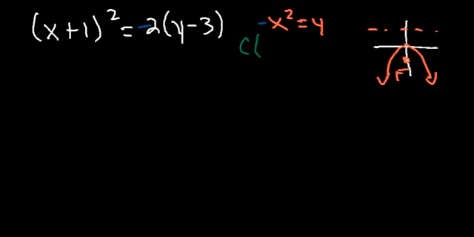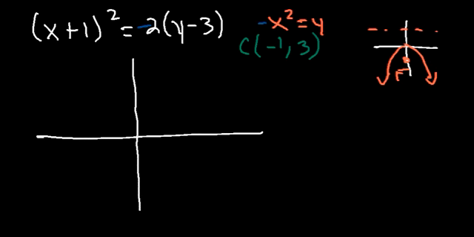So let's find a center. It's negative 1, 3. So 1 to the left, up 3. And I actually mean the vertex. I keep calling it the center. So now we need to find the value of p. So negative 2 is equal to 4p. So p, if you divide by 4, that's negative 1/2. 2 over 4 is 1/2.